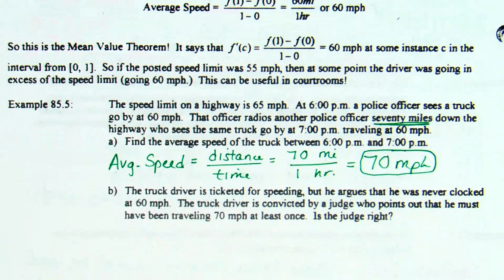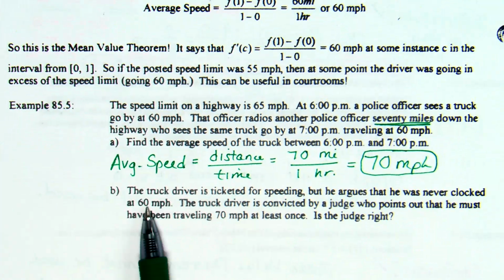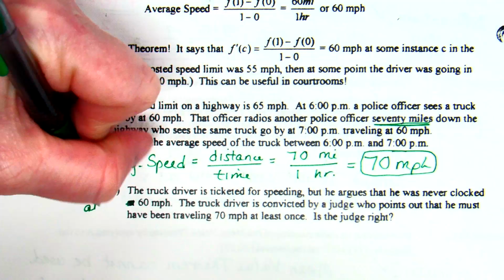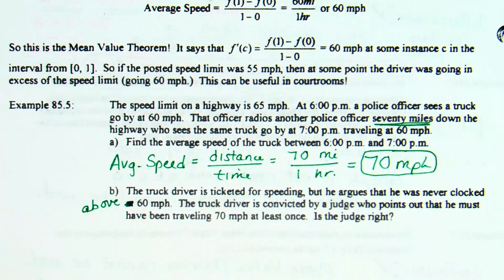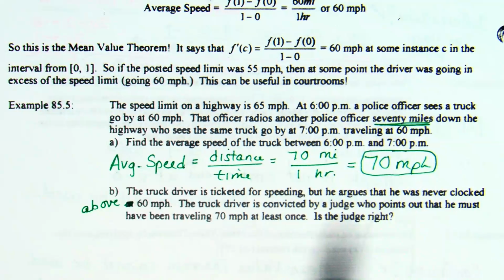Okay. So, the truck driver is ticketed for speeding, but he argues that he was never clocked at 60 miles per hour. That should say above 60 miles per hour, considering the speed limit is 60, right? He's not going to be ticketed for going 60 in a 60. Okay. The truck driver is convicted by a judge who points out that he must have been traveling 70 miles per hour at least once. Is the judge right?